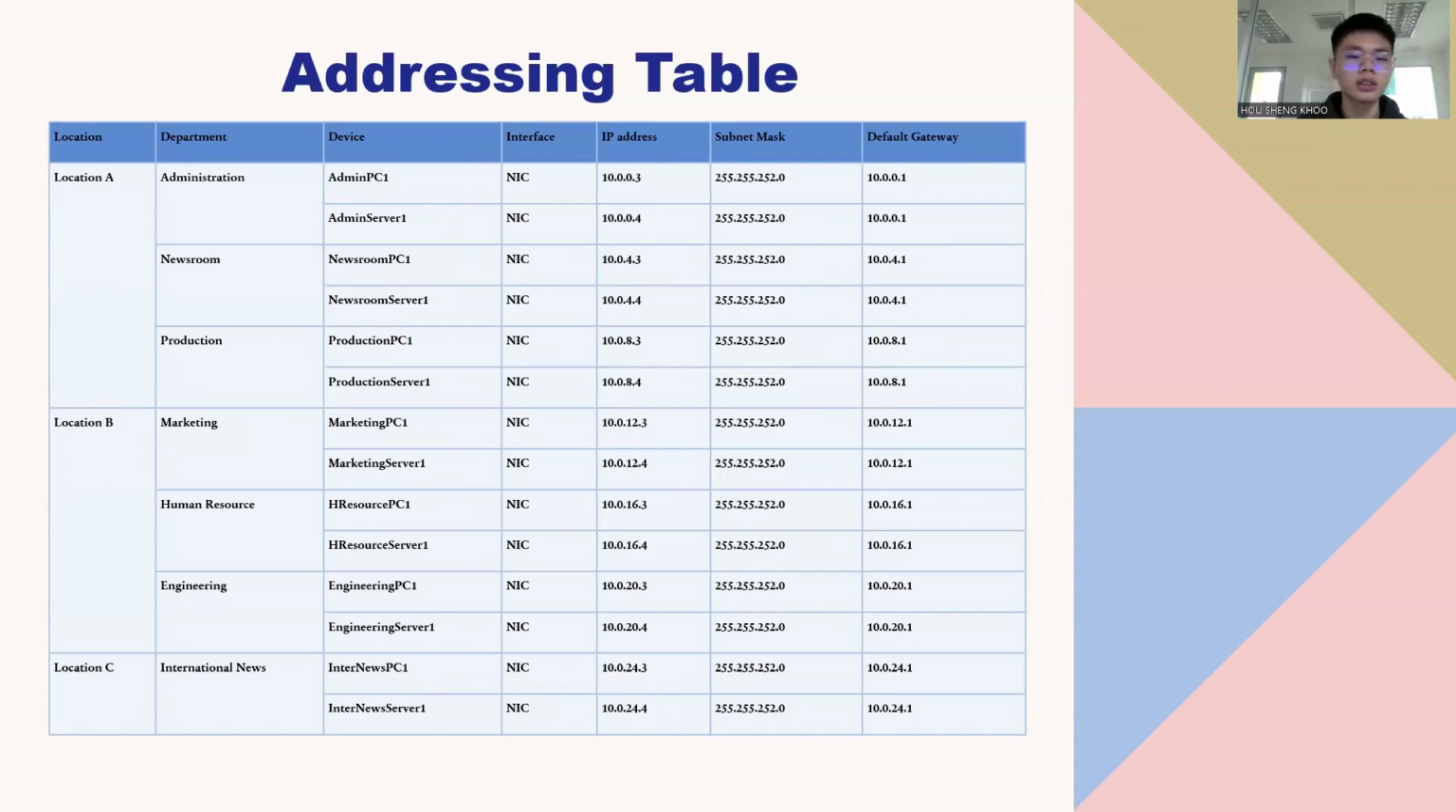And this is the addressing table for the PC and server. In this addressing table, it shows the interface or NIC, and shows the IP address, subnet mask, and the default gateway, which is also linked to the router just now. That's all for my presentation. My teammate Jian will present the next part with you.